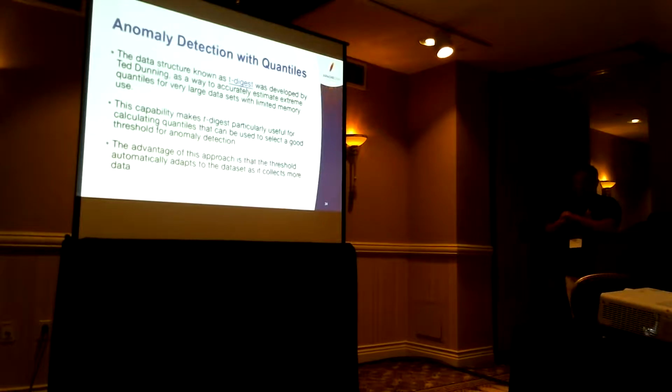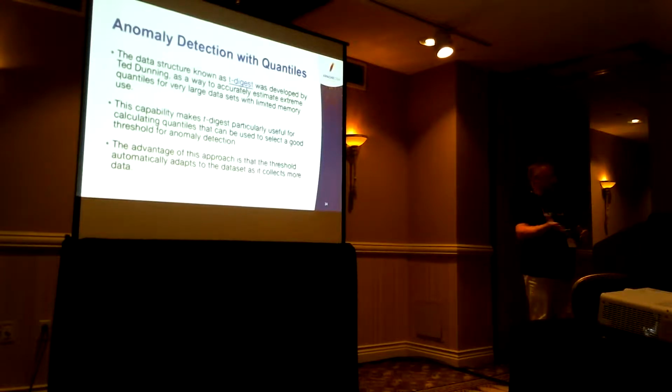There's a very small data structure called T-Digest that was developed by Ted Dunning as a way to accurately estimate extreme quantiles for very, very large data sets. It makes it particularly useful for calculating quantiles, again, with streaming data sets. So the advantage to this approach is that as more data is collected, it automatically recalculates the quantiles on the fly, and it can adjust over time.